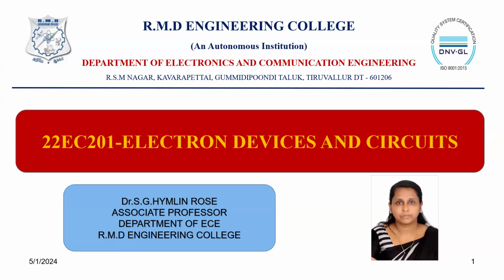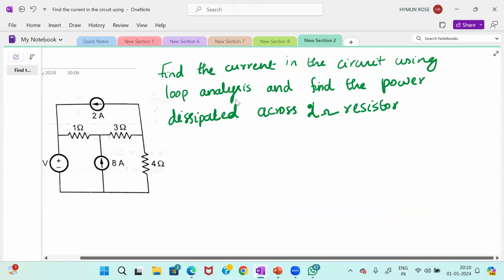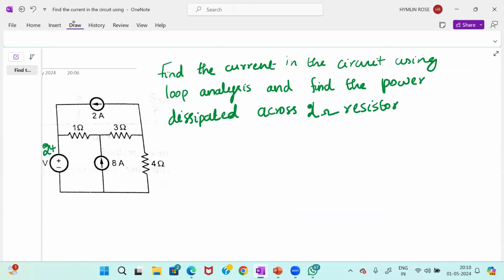Good afternoon to all. Today we can discuss a problem in loop analysis in the subject electronic devices and circuits. The question is based on the super mesh problem. So super mesh means you will be having a current source along with your potentials, that is your voltage sources. So this is 24 volt.